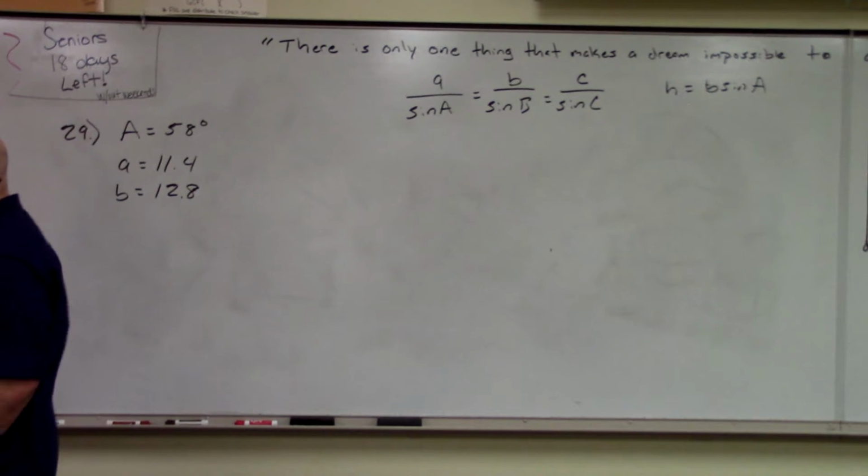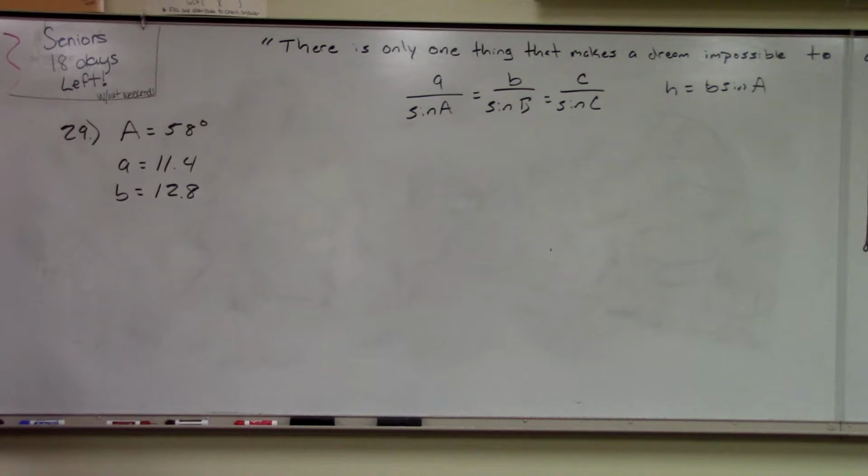Okay, so we're given this information. Big A is 58 degrees, little a is 11.4, and little b is 12.8. If I go back to some special cases, if a was less than b, we'd have no solution if this was an obtuse angle, but it's an acute angle. But the deal is we do know A is less than B. So what we need to do, let's go find H.